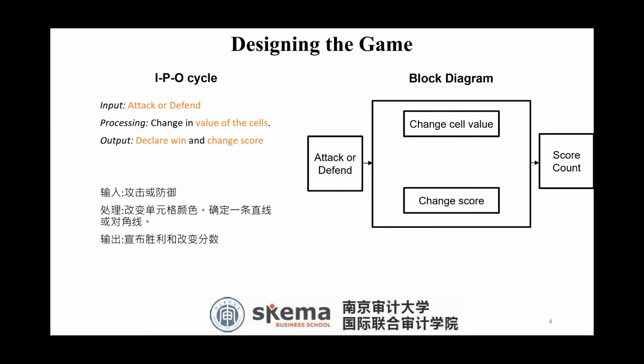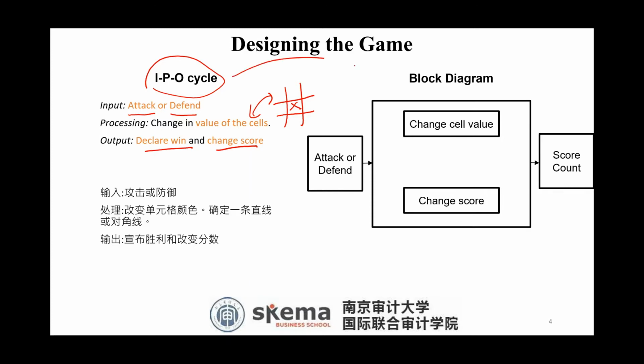Now let's look at the design. First is the IPO, input, process, and output for the gaming problem. The input varies. Again, there are two actors, so it can be the attack or the defend. That is the input in this case. The process is changing the value in the cell. As we discussed in Excel, we can define the grids for the game as cells. So the idea here is to change the value. Let's say this area is being attacked, so something like this, changing the value here. And the output is declaring a win or tracking the score.